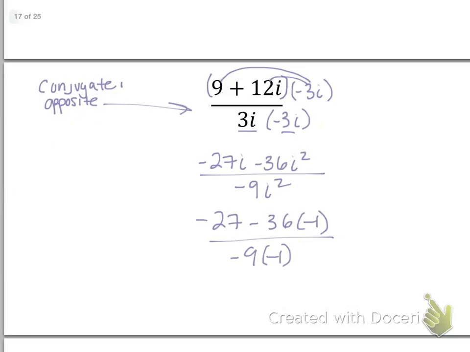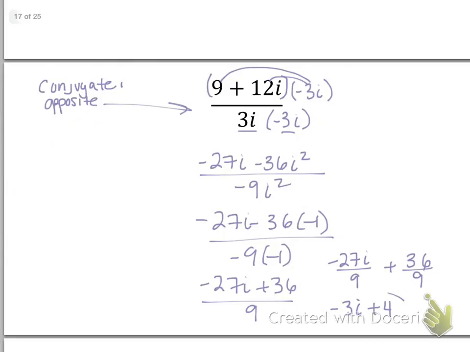So now the i is gone on the bottom. So I got negative 27i, oops, that's supposed to have an i, plus 36 over 9. We're going to break it. So negative 27i over 9 plus 36 over 9. Negative 27 divided by 9 is negative 3. 36 divided by 9 is 4.